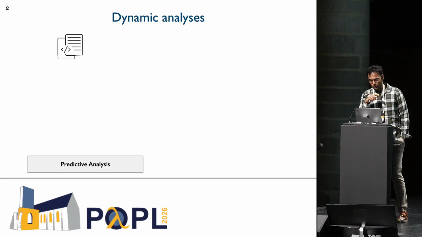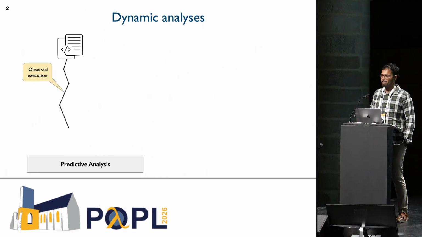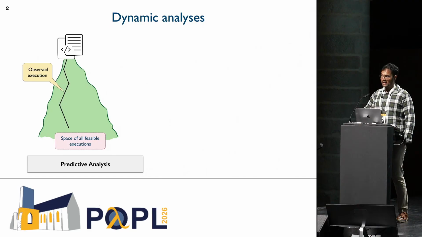So let me first tell you what predictive analysis is. Here you look at your program and, with the hope of analyzing an execution, you execute the program. Then perhaps you may not find a bug right away, but you can try to reason about possible other interleavings that you can infer from this particular execution. And in doing so, you may be able to find a bug. This is the essence of predictive analysis.